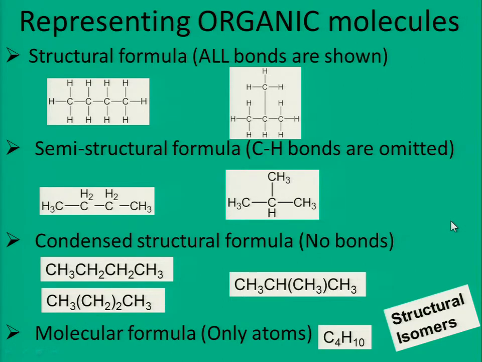The next way that you can express structures is the molecular formula, where you only show the atoms. So here you just count the amount of carbons and you count the amount of hydrogens and you just write C4H10. This molecule can then either look like this one or like this one. Very important, structural isomers have the same molecular formula. Therefore, these 2 molecules are structural isomers of each other.